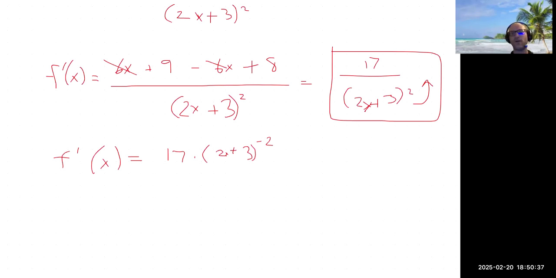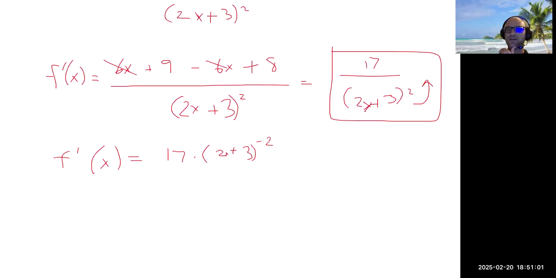So how does the chain rule work? Do you remember what our process is? The derivative of the outside times the inside, and then multiply by the derivative of the inside. Okay. So I wouldn't necessarily say the derivative of the outside, but it kind of is.